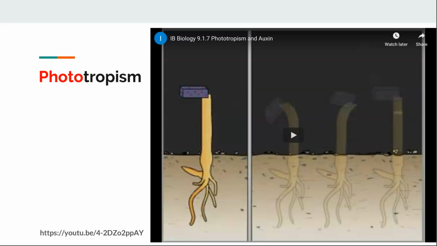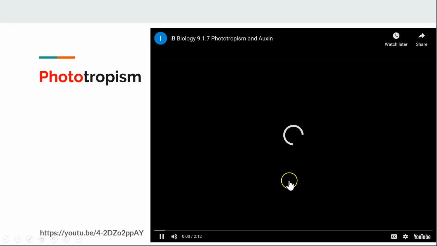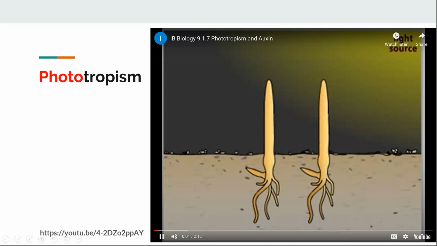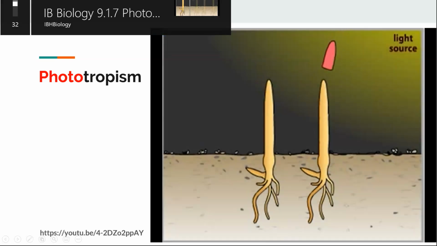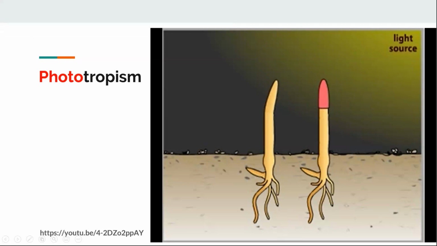Now, here's a simulation of the experiments that helped discover auxin. I'll post this on D2L as well, but let's just check it out now. When Darwin placed a blindfold on a growing coleoptile, he observed that the plant no longer grew toward the light. This suggested that something in the tip of the coleoptile was responsible for this directed growth.